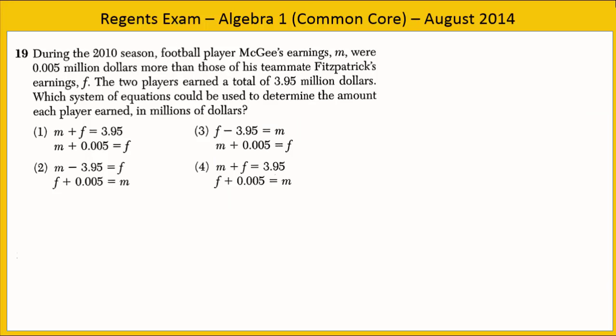In exercise 19, we're told that we have 2 football players, McGee and Fitzpatrick. We're told some information about each of the players' salaries, and we're asked which system of equations could be used to determine the amount that each player earned in millions of dollars. Let's organize the information. We're told that McGee's earnings were $0.005 million more than those of Fitzpatrick's. We're also told that the 2 players earned a total of $3.95 million.